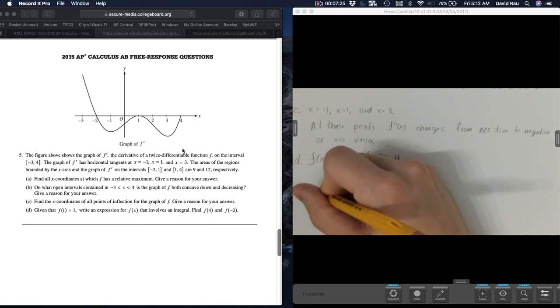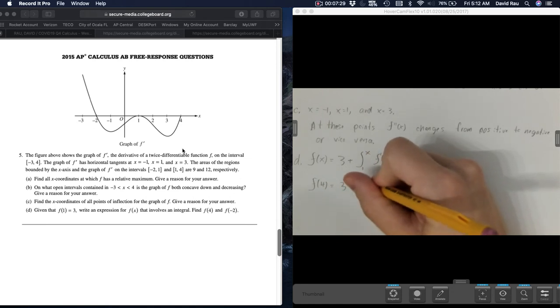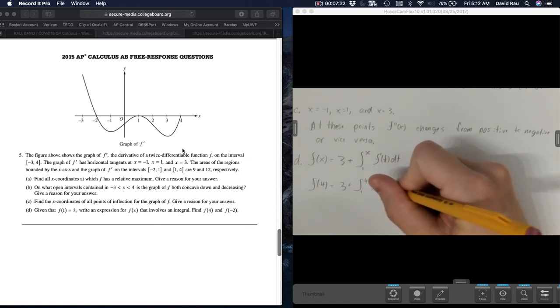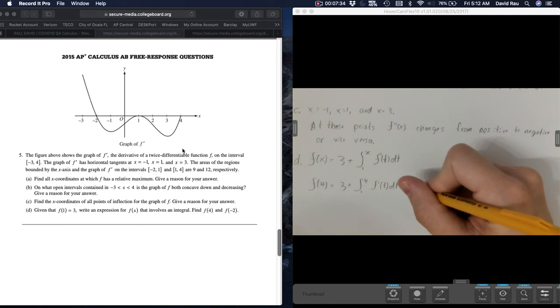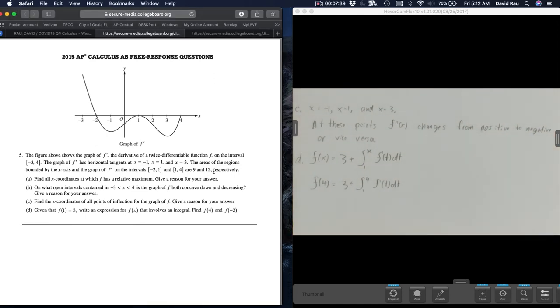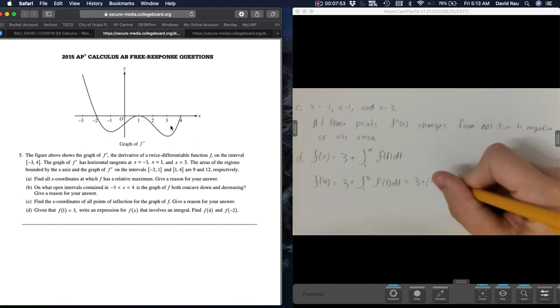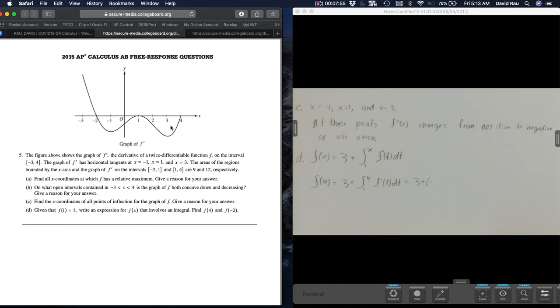And now it's time to find f of 4. Well, that's going to be 3 plus the integral from 1 to 4 of f prime of t dt. And, well, that makes sense why they gave us these values. Now, notice that they say that they're 9 and 12 respectively, but they're also implying that you realize that it's really -9 and -12 because they're below the x-axis. So we have 3 plus, so from 1 to 4, whoops, that is -12, so we get -9.